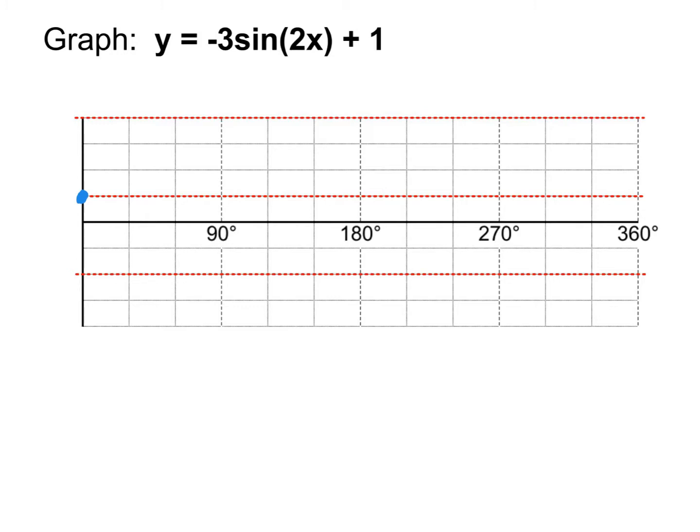My next point goes on the bottom. The question is where on the bottom? Because it's not going to go at 90 in this case. The 2, remember, is squishing this graph down. It's squishing it so that I need to be able to complete 2 full cycles between 0 and 360. And so instead of putting a point every 90, I'm going to put the point every 45 degrees.